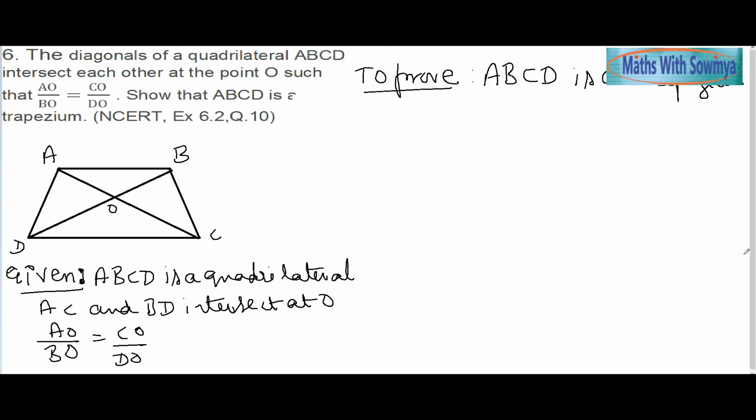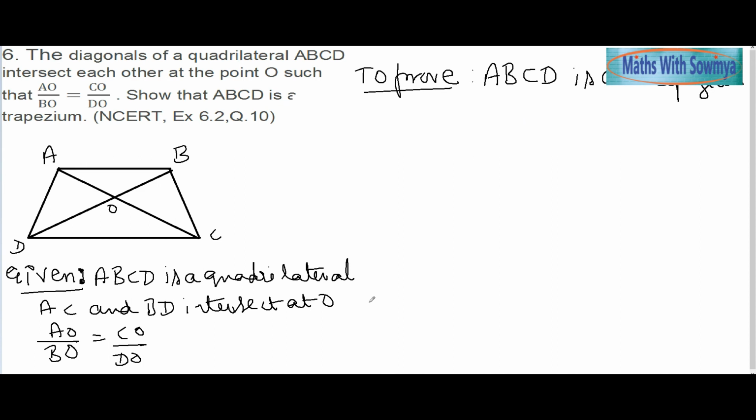Now the sixth question we are doing. In this, the NCERT 6.2 question number 10, the diagonals of the quadrilateral ABCD intersect each other at O. So this is the converse of the fifth question. And here we can see proportionality is given. We have to prove ABCD is a trapezium. What is a trapezium? If a pair of opposite sides are parallel, we call it a trapezium.